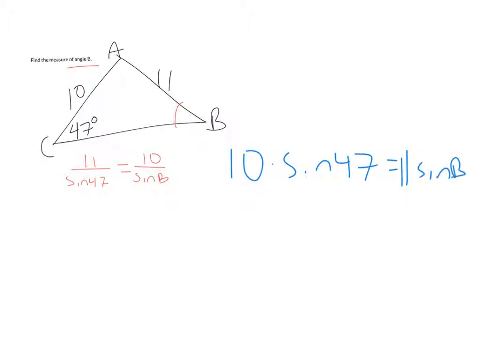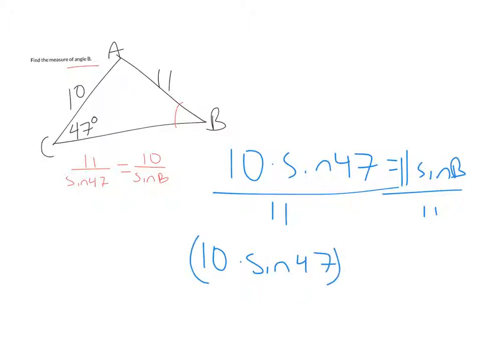What do I need to do after to try and get B alone? What's the next mathematical move here, children? Sammy? Divide by 11. And I'm just going to keep working like this and not plugging into my calculator yet. Some of you might like to work in your calculator along the way. Some of you may not. So now I have 10 times the sine of 47. I'm going to put this in parentheses so it looks like what I'm going to plug into my calculator. Over 11. And this equals the sine of B.